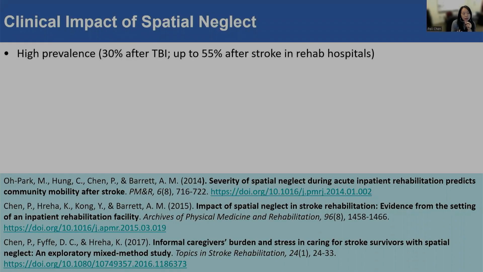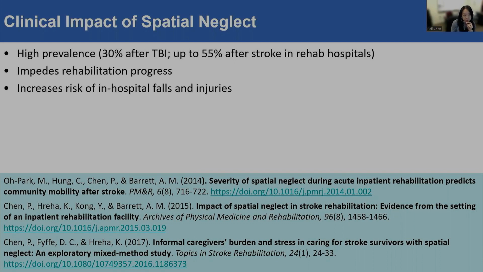So there's a high impact of spatial neglect on their daily life activities and on their prognosis. We already showed you that there's a high prevalence of spatial neglect. And patients who have spatial neglect require greater rehabilitation effort. They need to receive more sessions, and even when they receive more sessions, their outcome may not be as good as patients who do not have spatial neglect.